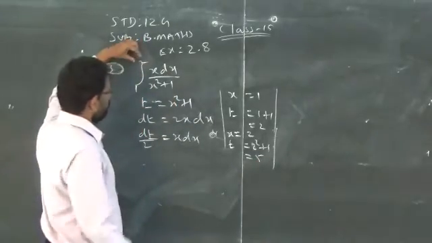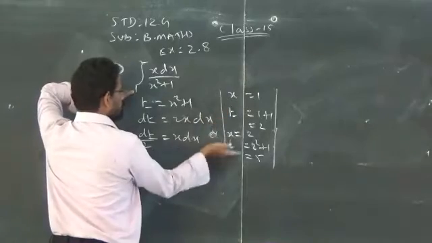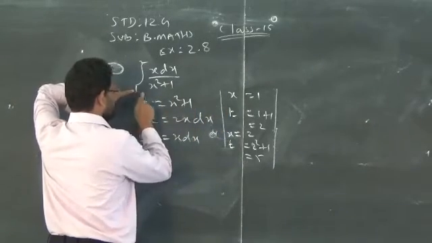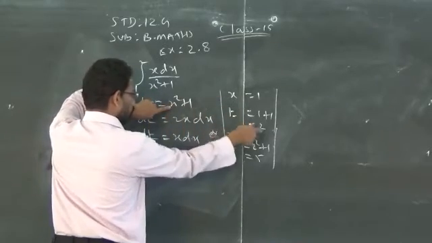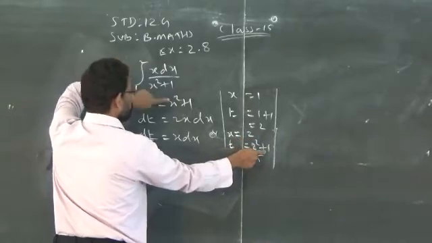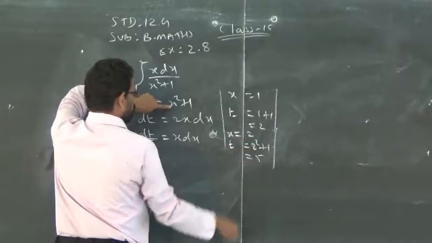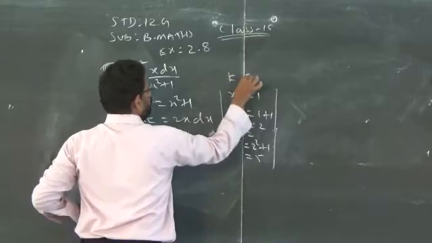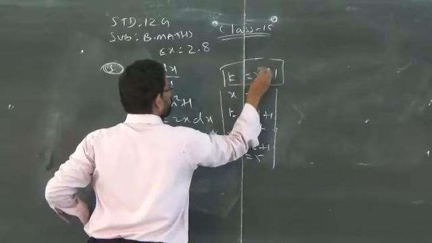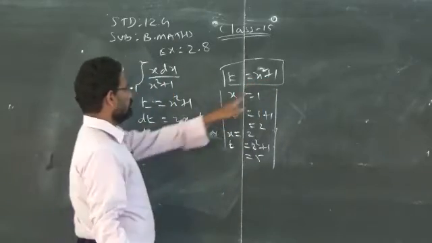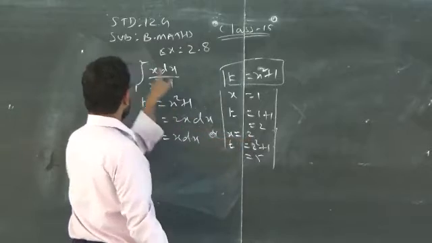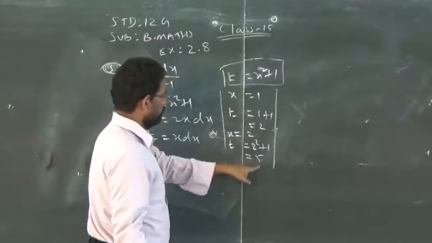Clear? You can interchange also. First you can replace the lower limit or the upper limit, that is your wish. I am replacing first x is equal to 1, 1 square plus 1, 2. Then I am replacing the upper limit 2, 2 square plus 1, because t is equal to x square plus 1. So here you replace x by 1, we got the answer 2. Then x by 2, that is the upper limit, 2 square is 4, 4 plus 1, 5.